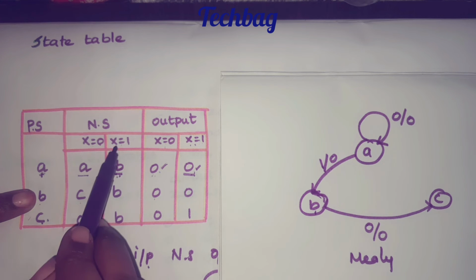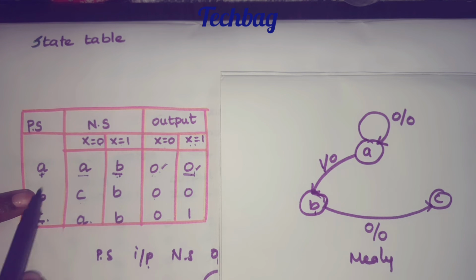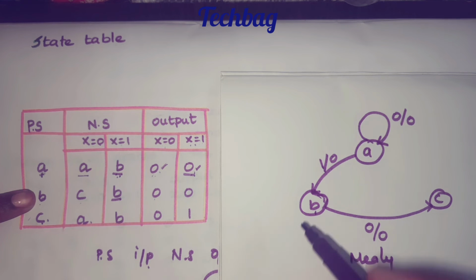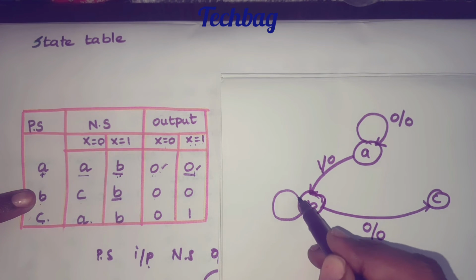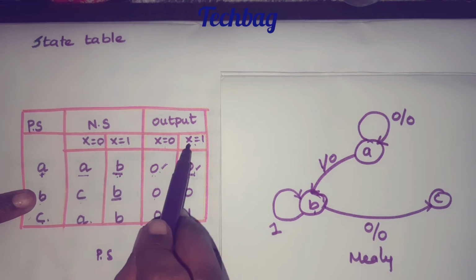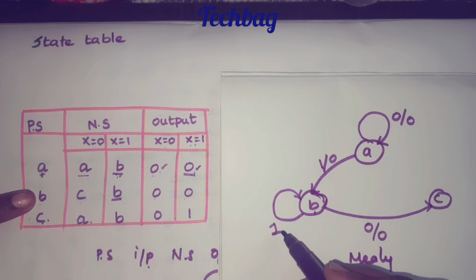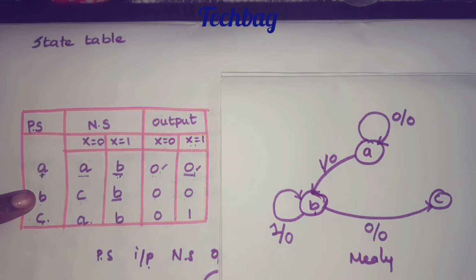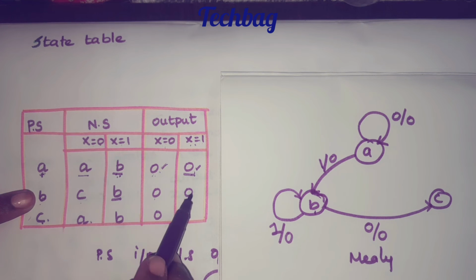The next one, input is 1. Present state B, input is 1. Next state is also B. So you should stay at the same state for X is equal to 1. What about the output? For X equal to 1, output is 0. So you have to write 0 here. Okay. So second line is over.